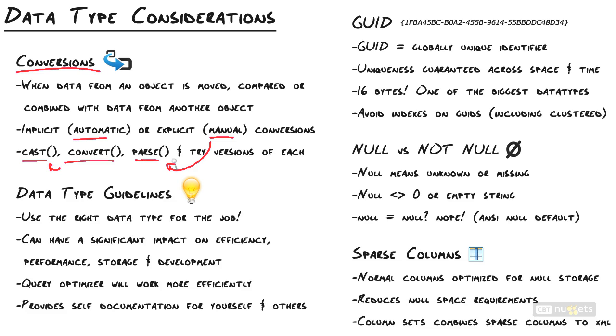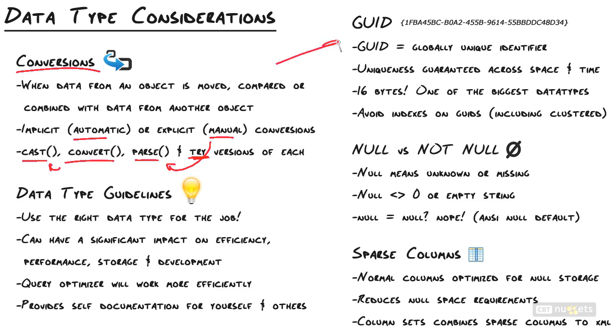And then parse is new here in SQL Server 2012. That does the same thing as cast and convert, but we can also optionally tie a culture to it. So we'll look at all three of those here in the virtual Nugget Lab. There's also try versions of each: try_cast, try_convert, try_parse. The difference there is that rather than return an error when the conversion fails, it will return a null value. So it's a great way to test out our conversions.